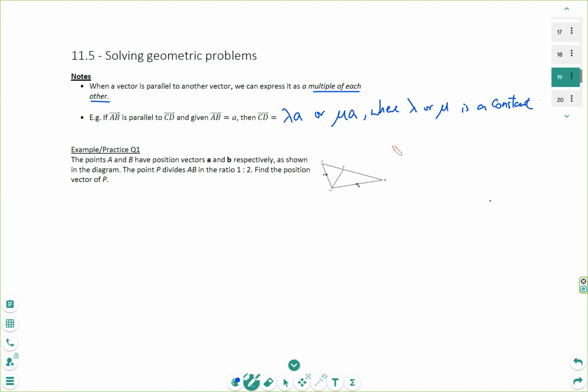For example, if CD is half the length of AB, then the lambda or mu value will be a half. If CD is 3 times longer than AB and parallel, then you say 3a, and lambda or mu will be 3. Okay? So, right, practice question 1.